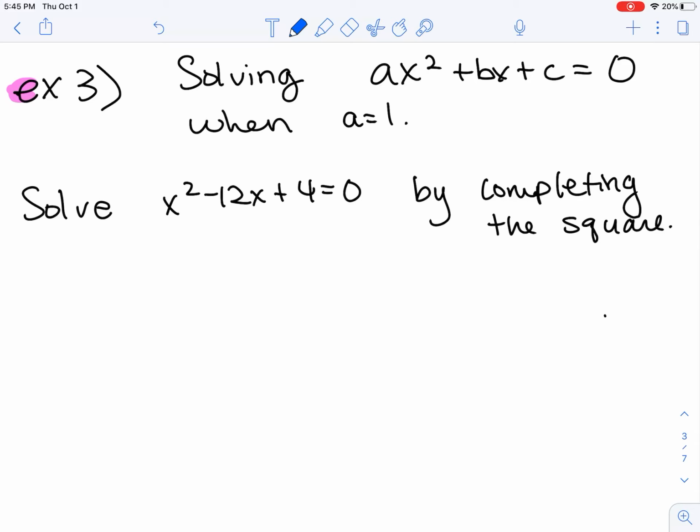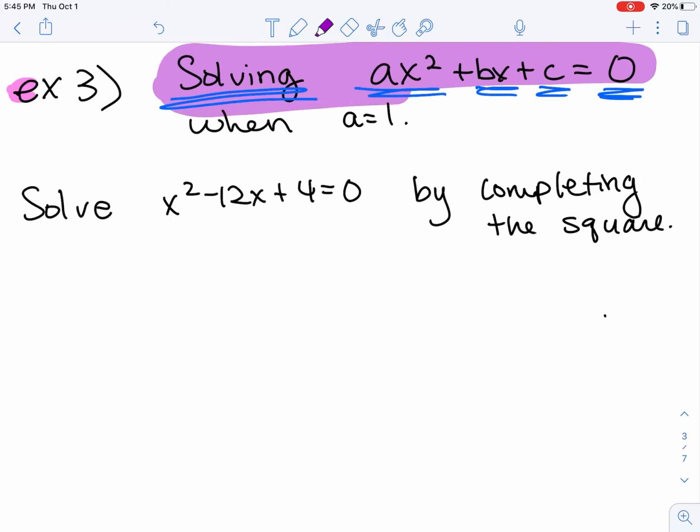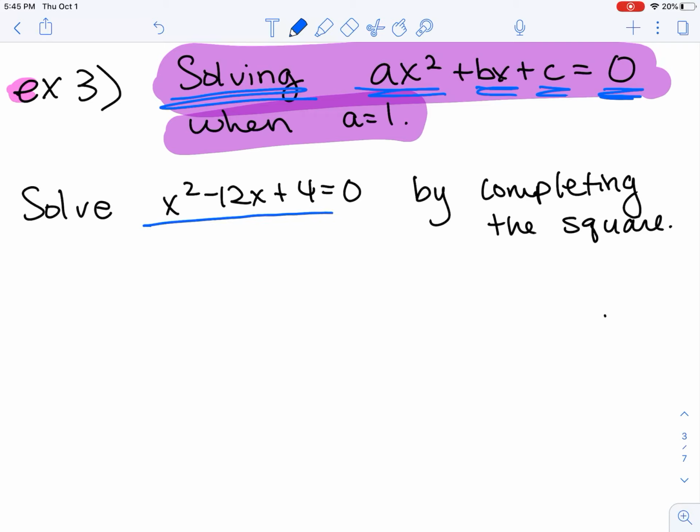So, what if they asked you to solve x squared plus bx plus c equals 0? This is the form that we're talking about when the a value equals 1. That's a specific type of solution. So we've got x squared minus 12x plus 4, where the a value is 1, and we'll solve by completing the square.